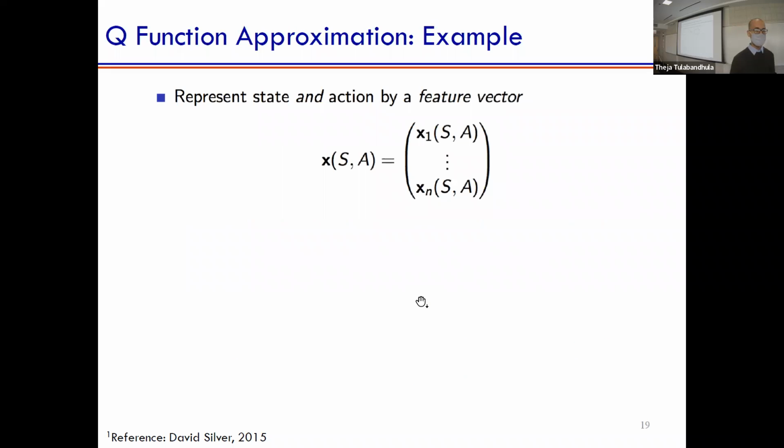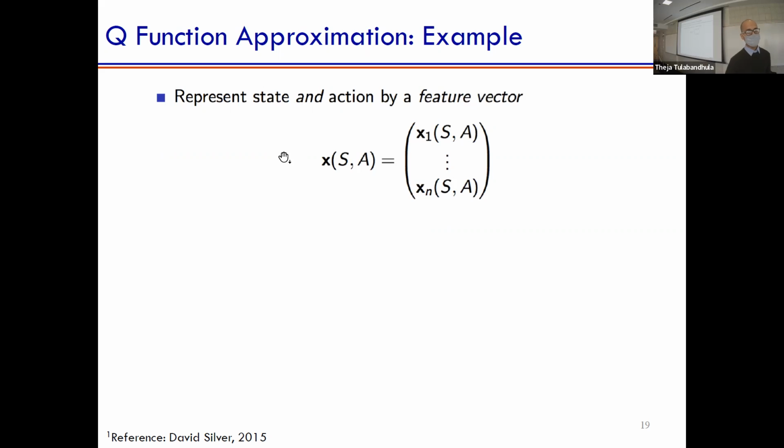Okay, so let's actually think of a special case. I'm just going to motivate a special case which will give you a sense of how the tabular view is related to general function approximation. Let's say we represent the state and action by a feature vector, in the sense that if you know state and action, from there first I want to construct a feature vector. And then I'm going to say the Q function is a linear transformation of this feature vector.